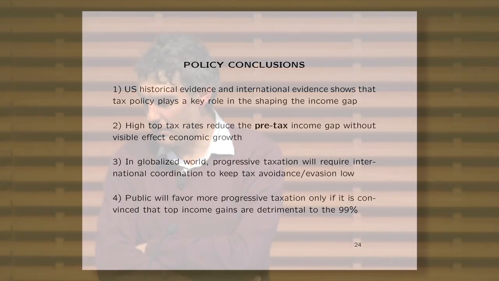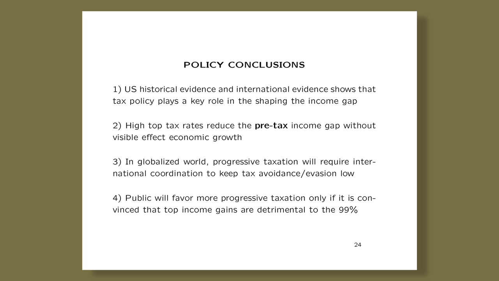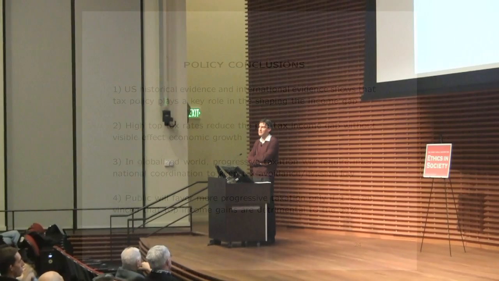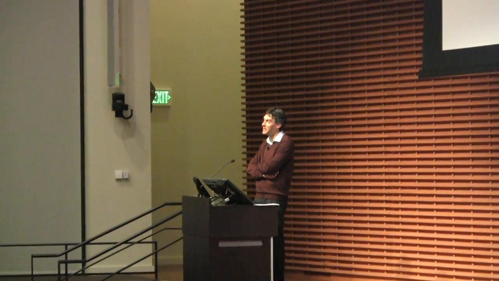And last, I want to finish by asking: will we see a drastic change in policy? That is really going to hinge on what the public believes. My sense is that the public will favor more progressive taxation only if it is convinced that top income gains are detrimental to the 99%. That is, only if the public believes we are in the rent-seeking scenario will they ask for more progressive taxation. And so that's why telling apart whether we are in a supply-side scenario versus a rent-seeking scenario is so important for policy. So I've shown you some very preliminary evidence, and I very much hope that the data we've assembled and the ingenuity of fellow economists will bring light to this critical policy question.